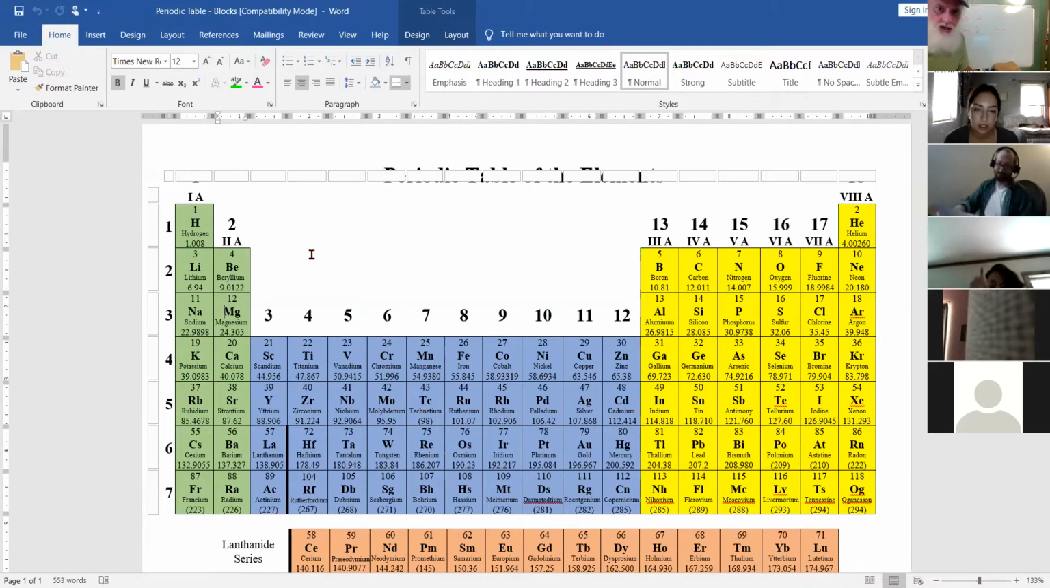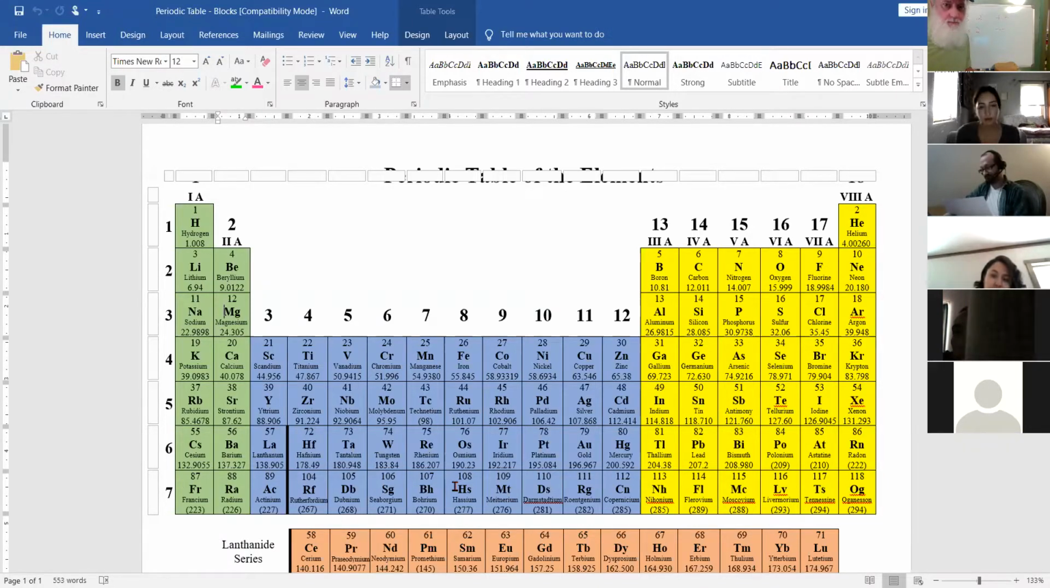Okay. Let's look at number 49 here. Indium. Very soft metal. You could scratch it with your fingernail. All right. What's its atomic number? It's 49. What period? This is in period number 5. And group number? 13. What's its mass? It is 114.818.